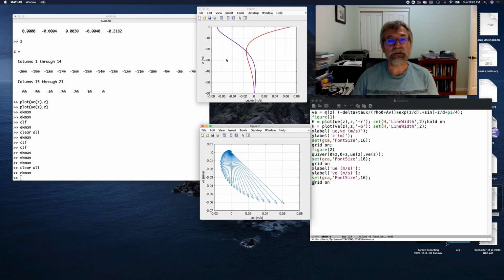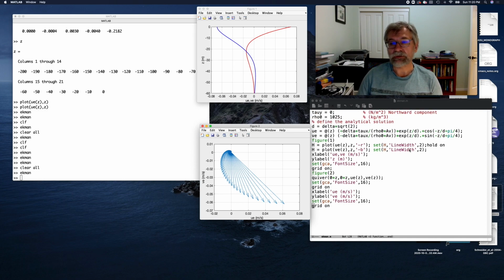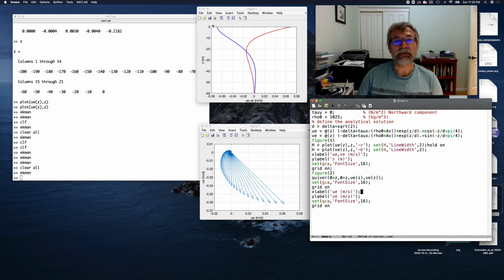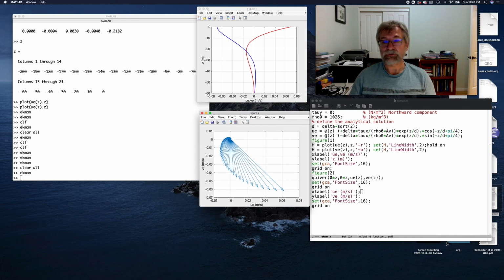Okay, so this one shows the U velocity. I think U is in blue. What should I pick? No, U is in red, so this is the U velocity. And this is the V velocity as a function of depth. This is the spiral. That's the vector at the surface where the current is fastest. As you go down with depth, the speed is getting slower and slower, but the velocity vector is also changing direction and spiraling downwards. Alright, so that's our analytical solution.